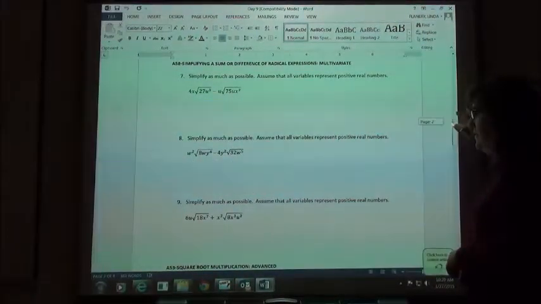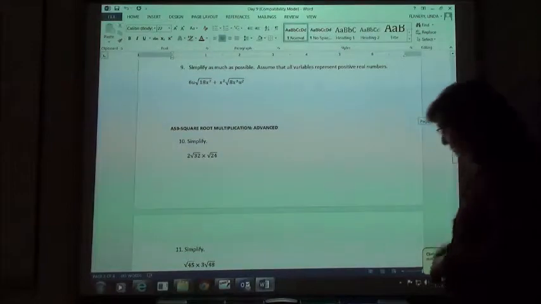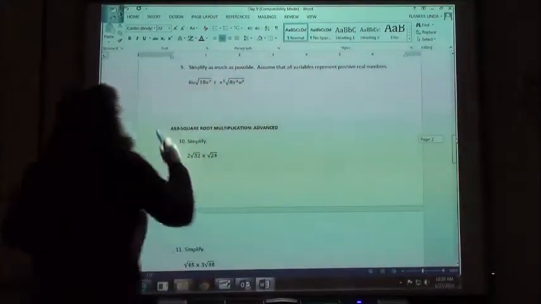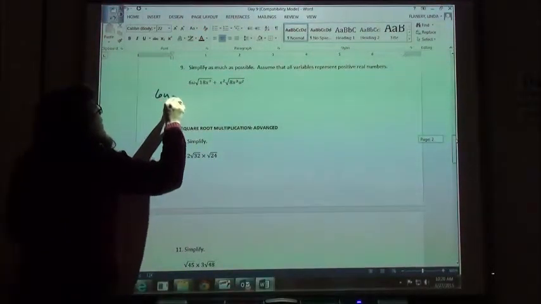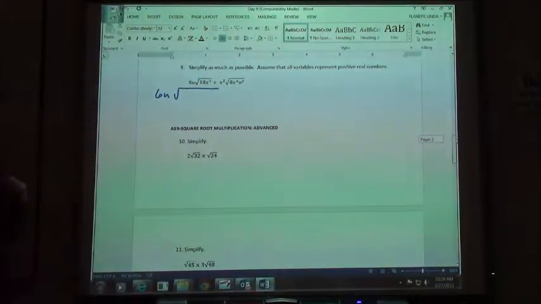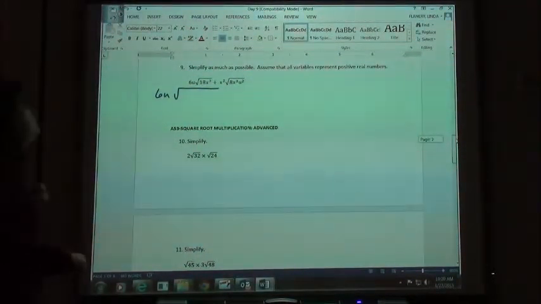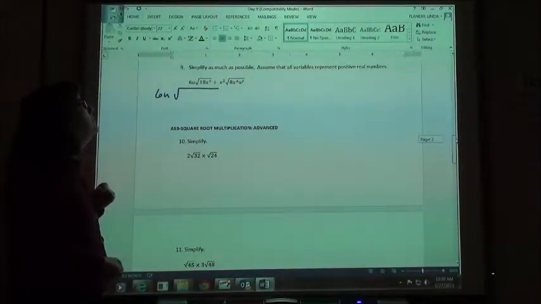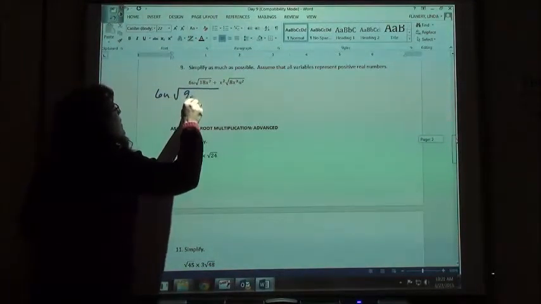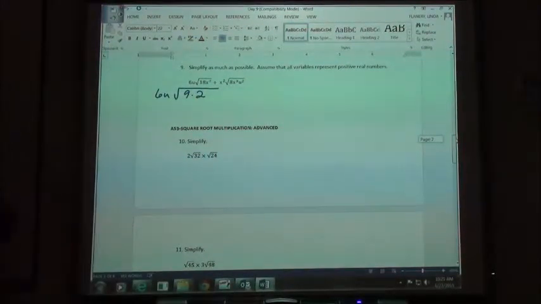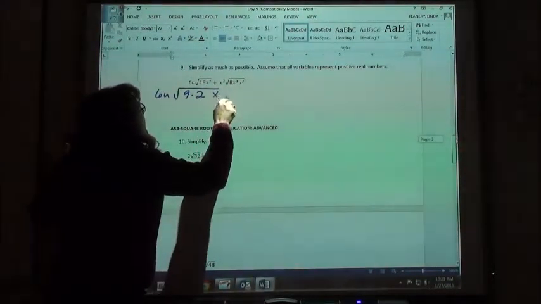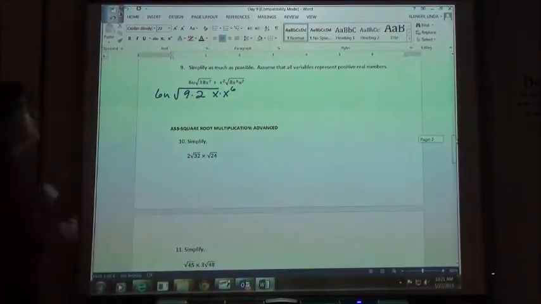All right. Number 9. We've got a 6u, and then we have to simplify the square root of 18x to the 7th. So what should we do with the 18? 9 times 2. What should we do with the x to the 7th? x, and then another x to the 6th. x times x to the 6th.